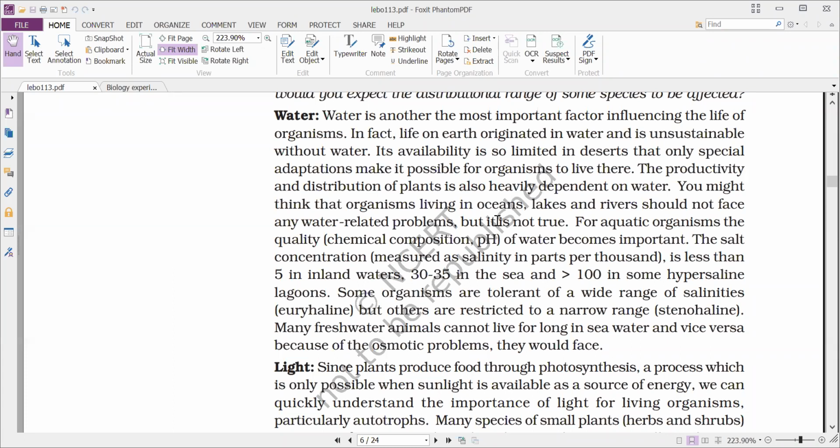So water is another important factor that influences the life of organisms. In fact, life on earth originated in water. When you observe evolution, the first life originated in water. So without water, there is no life.